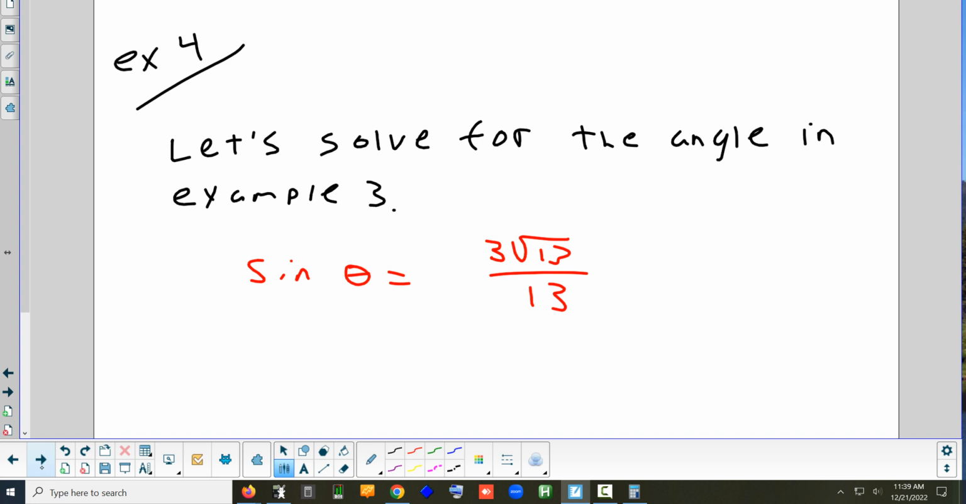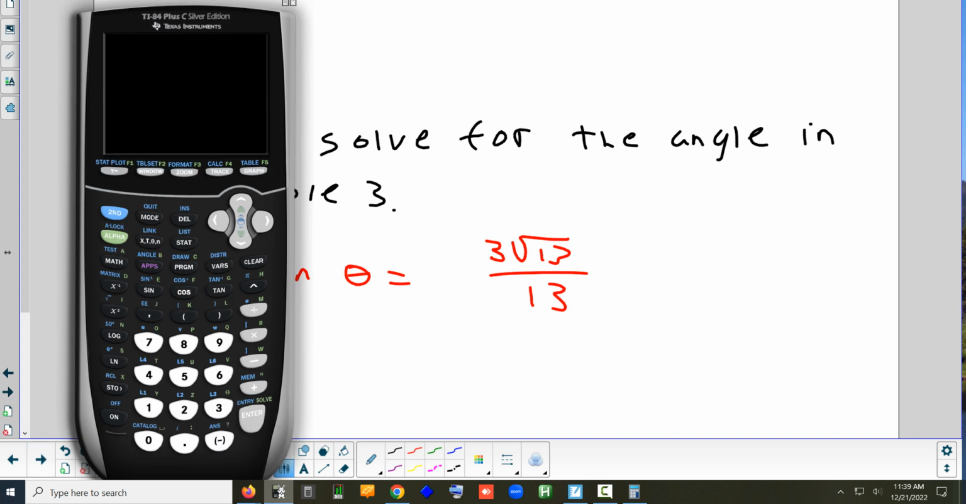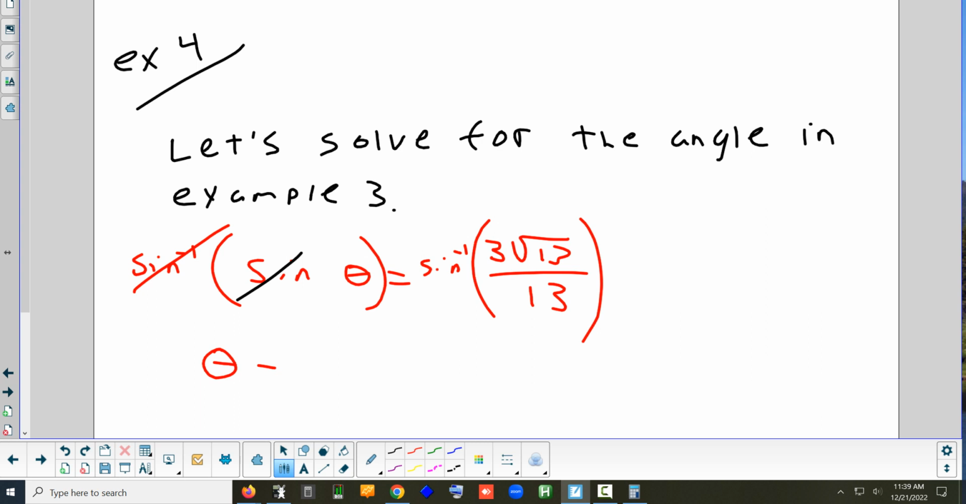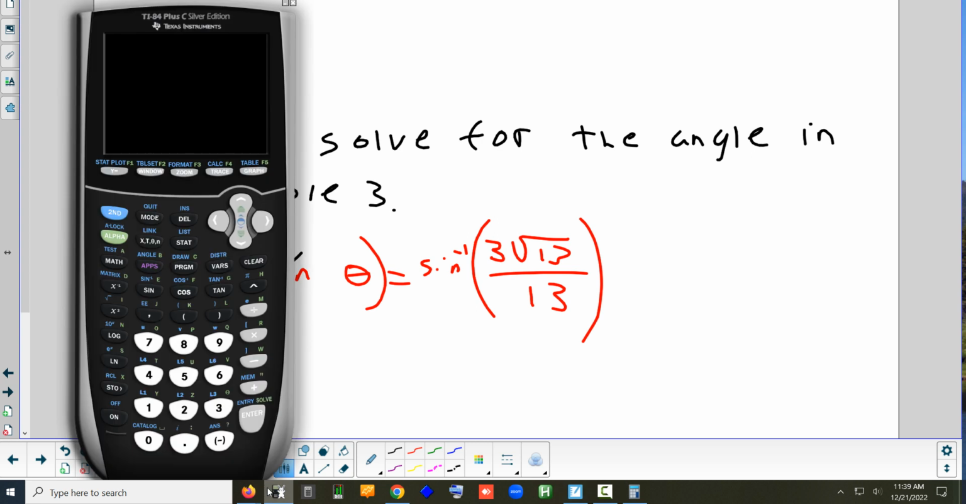But first of all, we don't even have buttons on the calculator for inverse secant, inverse cosecant, inverse cotangent. So I definitely wouldn't choose those. Yeah, okay. But inverse sine, yeah, we're going to take the inverse sine of what's on the left, and we're going to take the inverse sine of what's on the right.